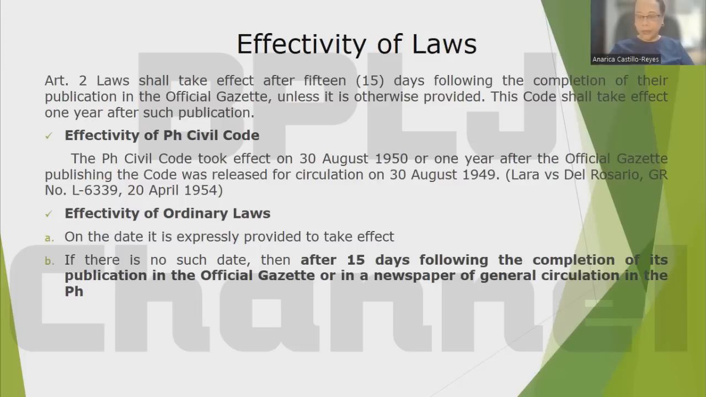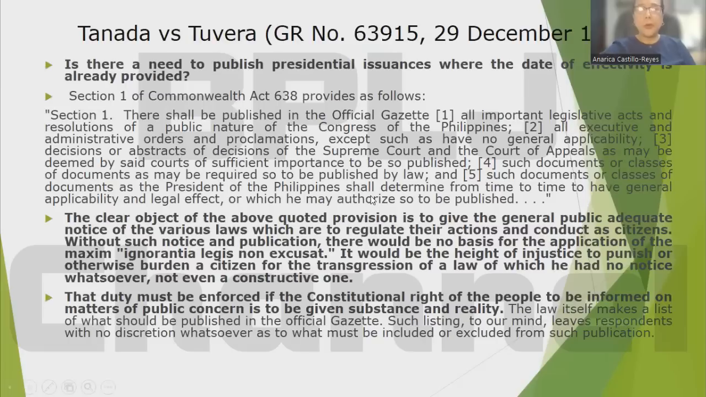Let us go to the first case. Tañada versus Tuvera. Is there a need to publish presidential issuances where the date of effectivity is already provided? As I was saying a while ago, Congress specifically has the discretion or power to determine the date of effectivity, but they have no discretion to dispense with publication. They cannot do away with publication.